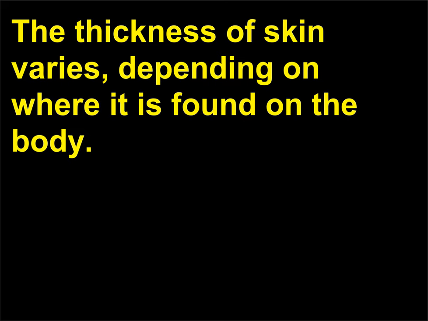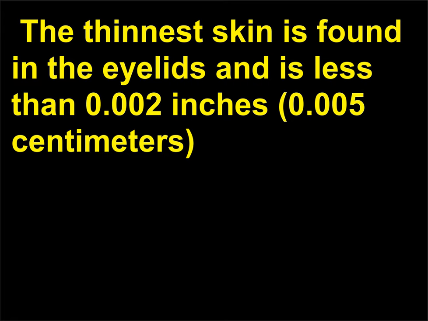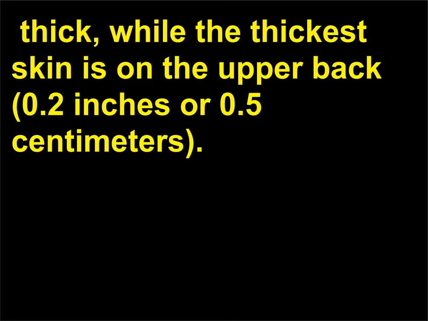Skin averages 0.05 inches, 0.127 centimeters, in thickness. The thinnest skin is found in the eyelids and is less than 0.002 inches, 0.005 centimeters thick, while the thickest skin is on the upper back, 0.2 inches or 0.5 centimeters.